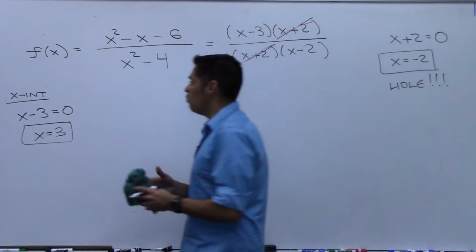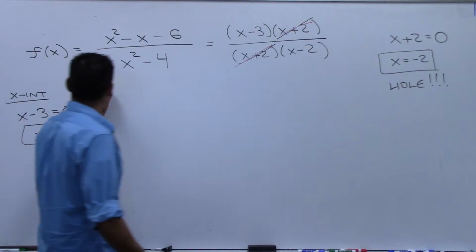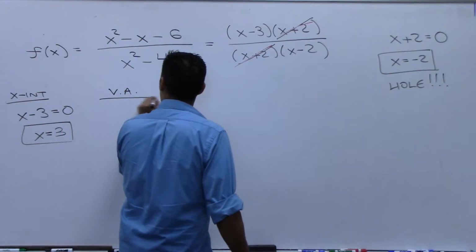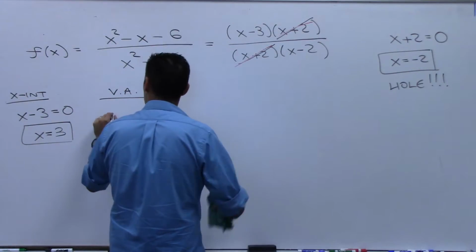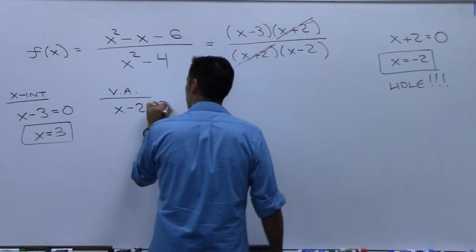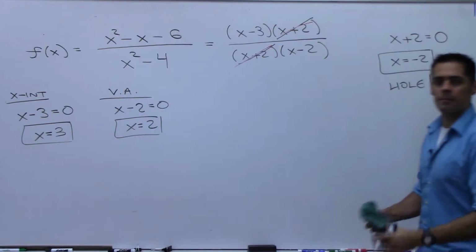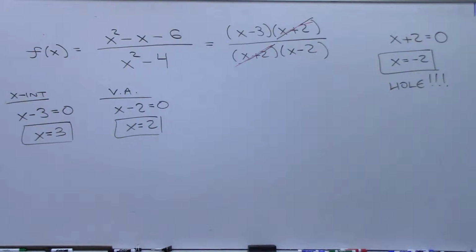When do we set the denominator equal to 0? To find what? The vertical asymptotes. Okay, so that's our next step, vertical asymptotes. We set the denominator equal to 0, which is what's left here? X minus 2 is 0, so x is 2. Okay, yep. And what's next? The horizontal.